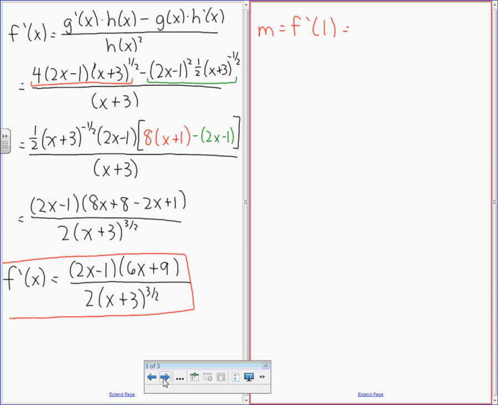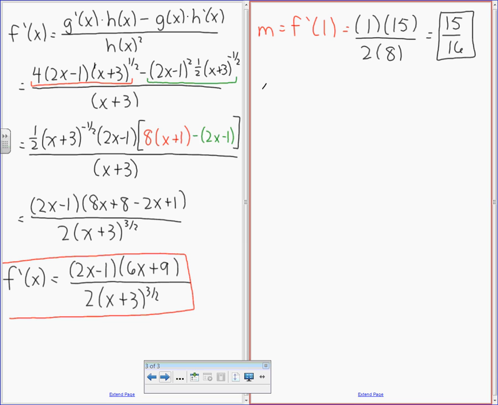So it's going to be 2 times 1 is 1, minus 1 is 1. 6 times 1 is 6, plus 9 is 15. All over 2 stays there. 1 plus 3 is 4. The square root of 4 is 2, and 2 cubed is 8. So I think that should be 15 over 16. And if Michael can confirm that for me, if somebody needs me to show their work, somebody raise their hand, and Michael will hopefully explain where that came from.